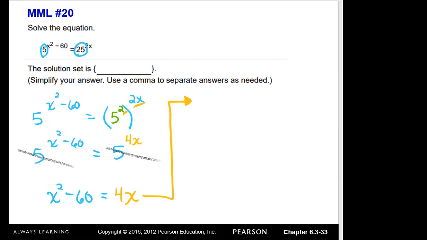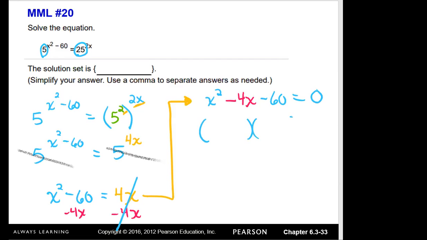So on this one, I would subtract the 4x on both sides. So that's going to give me x squared. I would put the subtract 4x right there. And then the minus 60 is equal to, and of course that cancels, so you get 0.